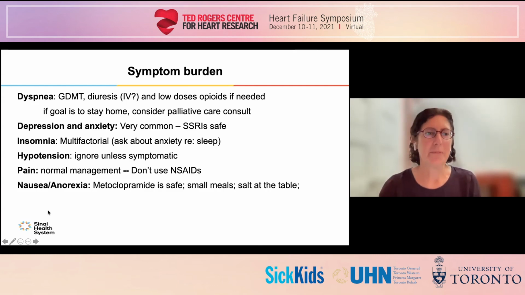So the other thing that we can do is assess and manage symptoms. And although this could take a whole talk, I'm just going to run through this really quickly for you guys so that you get a sense. So for dyspnea, that would be one of the most common symptoms. And aside from, of course, guideline-directed medical therapy, there's diuretics. And if people are still symptomatic with dyspnea, low-dose opioids if needed. If the goal is to stay home, consider a palliative care consult, as we've been building capacity in an integrated palliative and cardiology approach where we can manage diuretics at home.